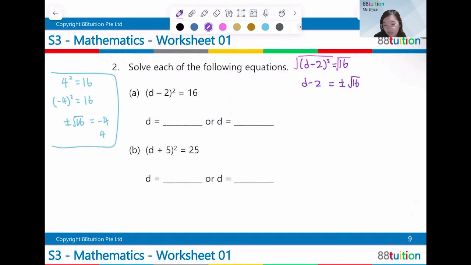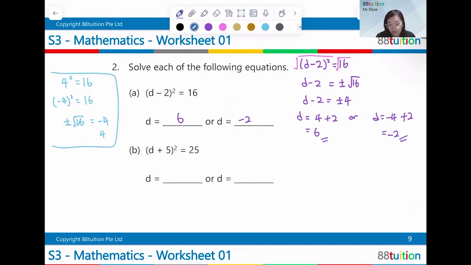So back to the question, here it will become d minus 2 equal to plus minus 4. So you will still get two different answers: d equals 4 plus 2, or d equals -4 plus 2. So the first answer you will get is 6. The other one is -2. So whenever you have a square root, just remember to put the plus minus. So you have 6 and -2 here.